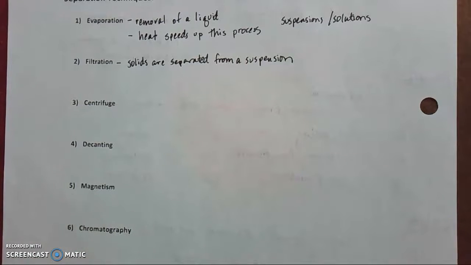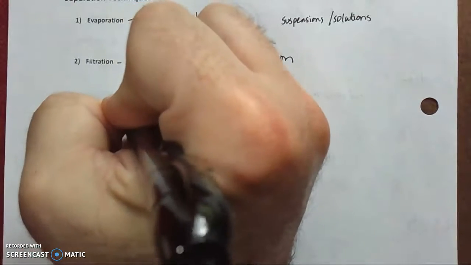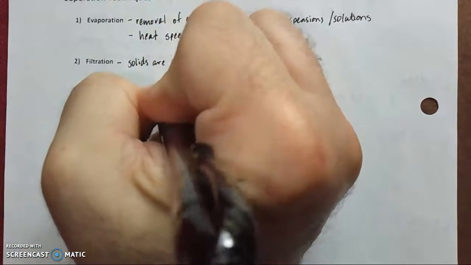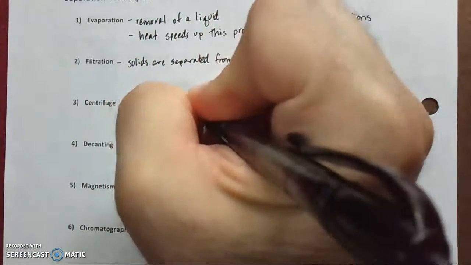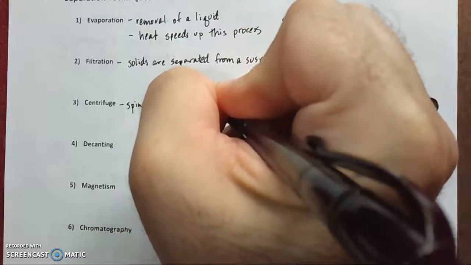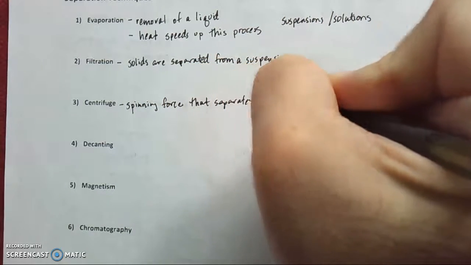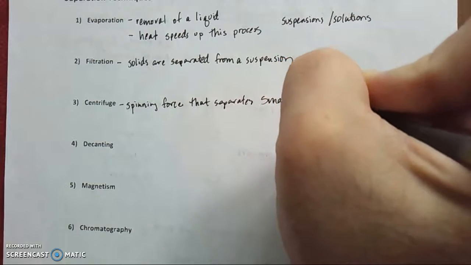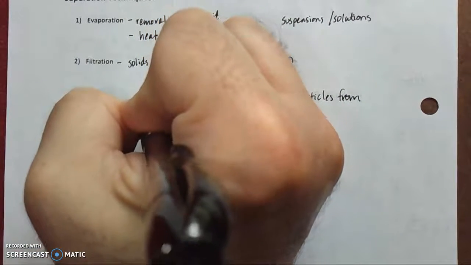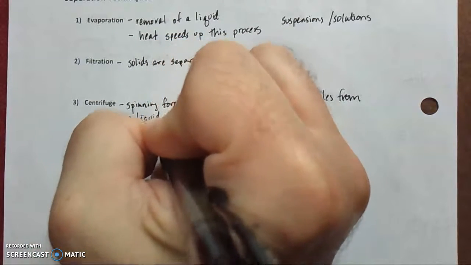A centrifuge. I'll demonstrate one of these in class. They're pretty neat. But this is a spinning force that separates small particles from a liquid. So this can be used for suspensions.